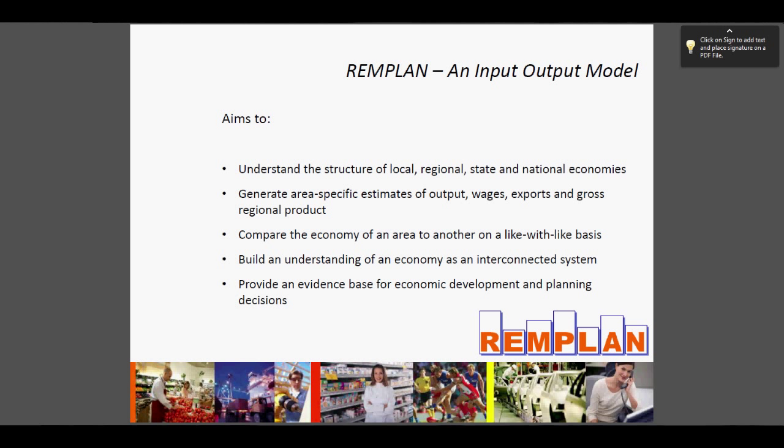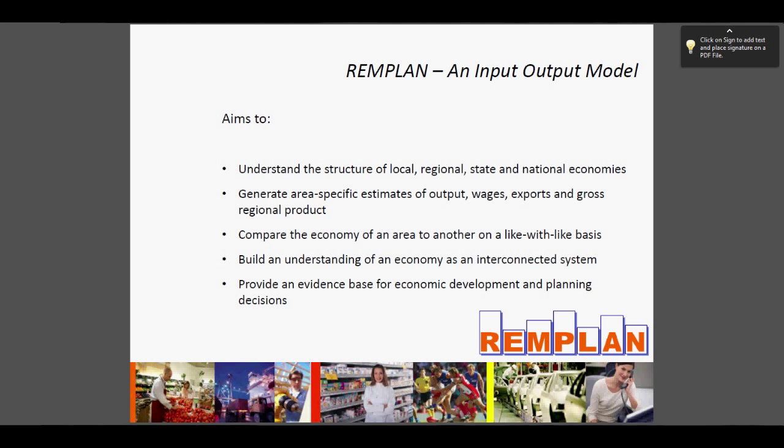We also want to be able to compare areas on a like-with-like basis. So what are the strengths of the Darwin economy relative to Alice Springs? Or we might look further afield. What are the relative strengths of Darwin vis-a-vis Perth or Adelaide or somewhere else in the country? That can be particularly relevant for national and multinational companies that might be running operations across Australia or across the world, and they might be seeking to make an assessment about Darwin or Alice Springs as a suitable location for placing some of their operations.